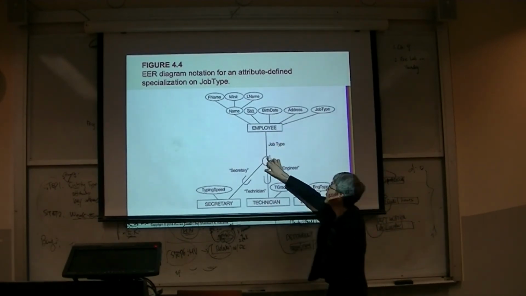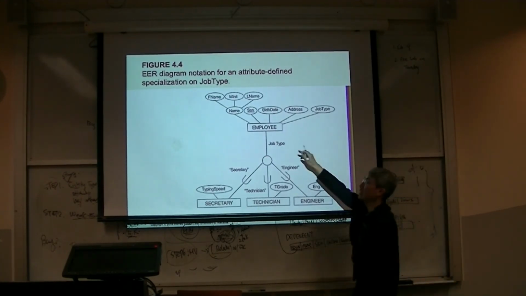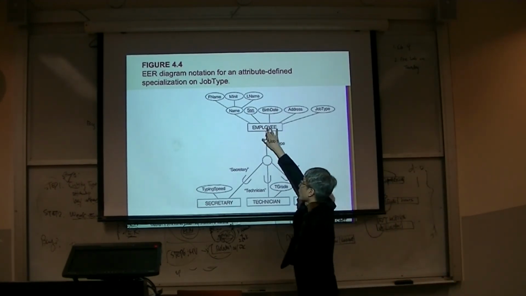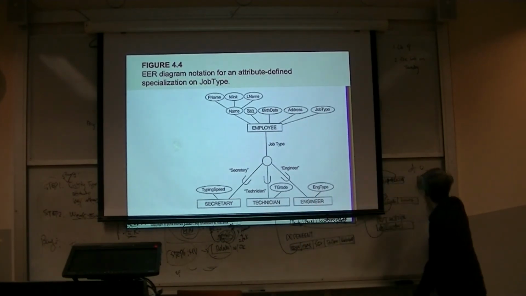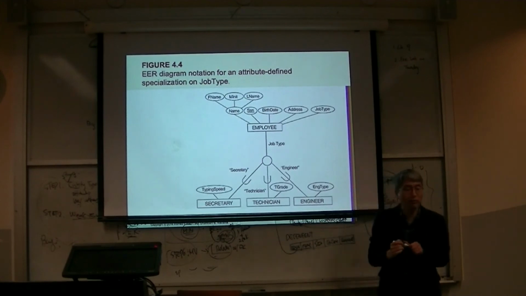And a single line means optional participation. There might be an employee who is none of these. A double line means it should be one of these. This is a superclass and subclass.